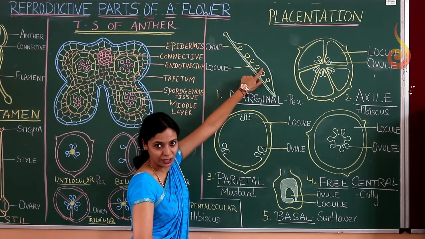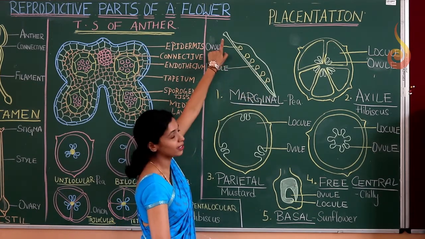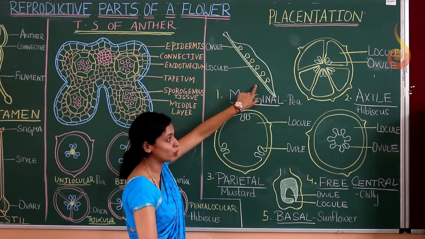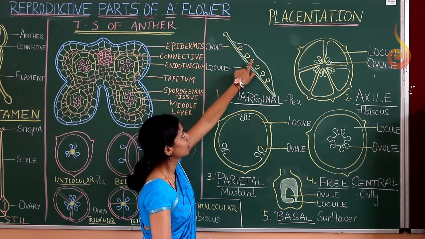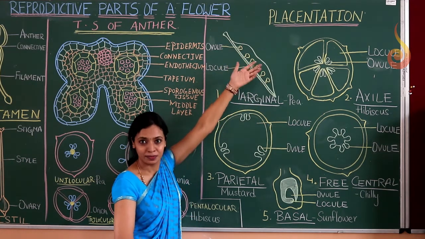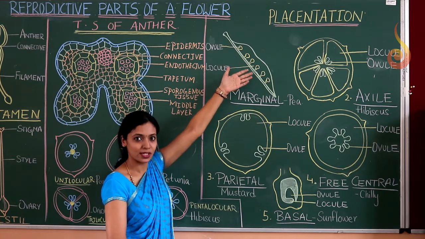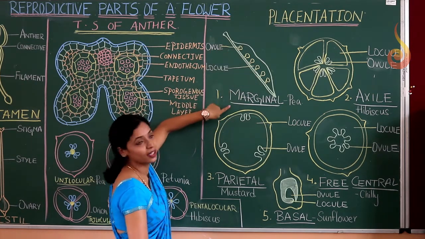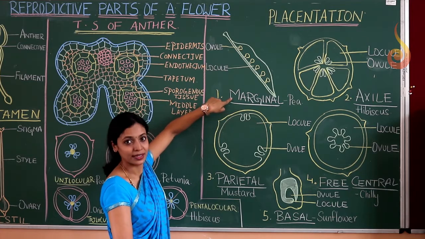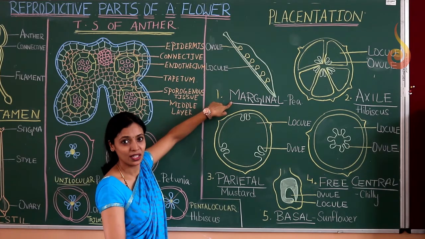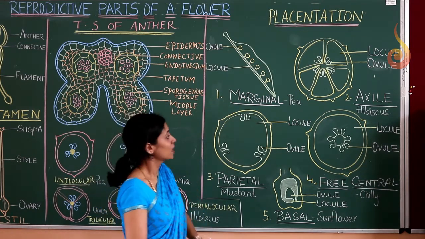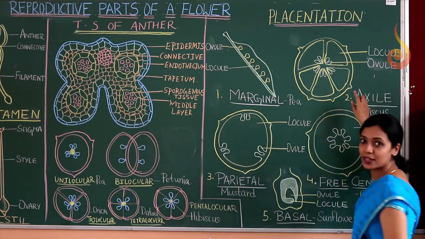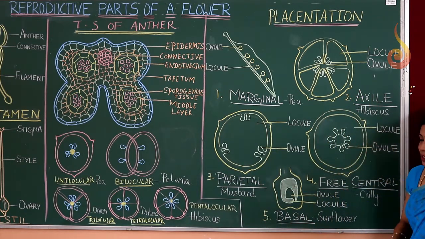Within the ovary, you can see on one side a ridge is formed. On the ridge, you can find the ovules attached. The ovules eventually become the seeds, right? Ovules itself will develop into the seeds. Since these ovules are arranged in the margin or on the margin, this kind of placentation is said to be marginal placentation.